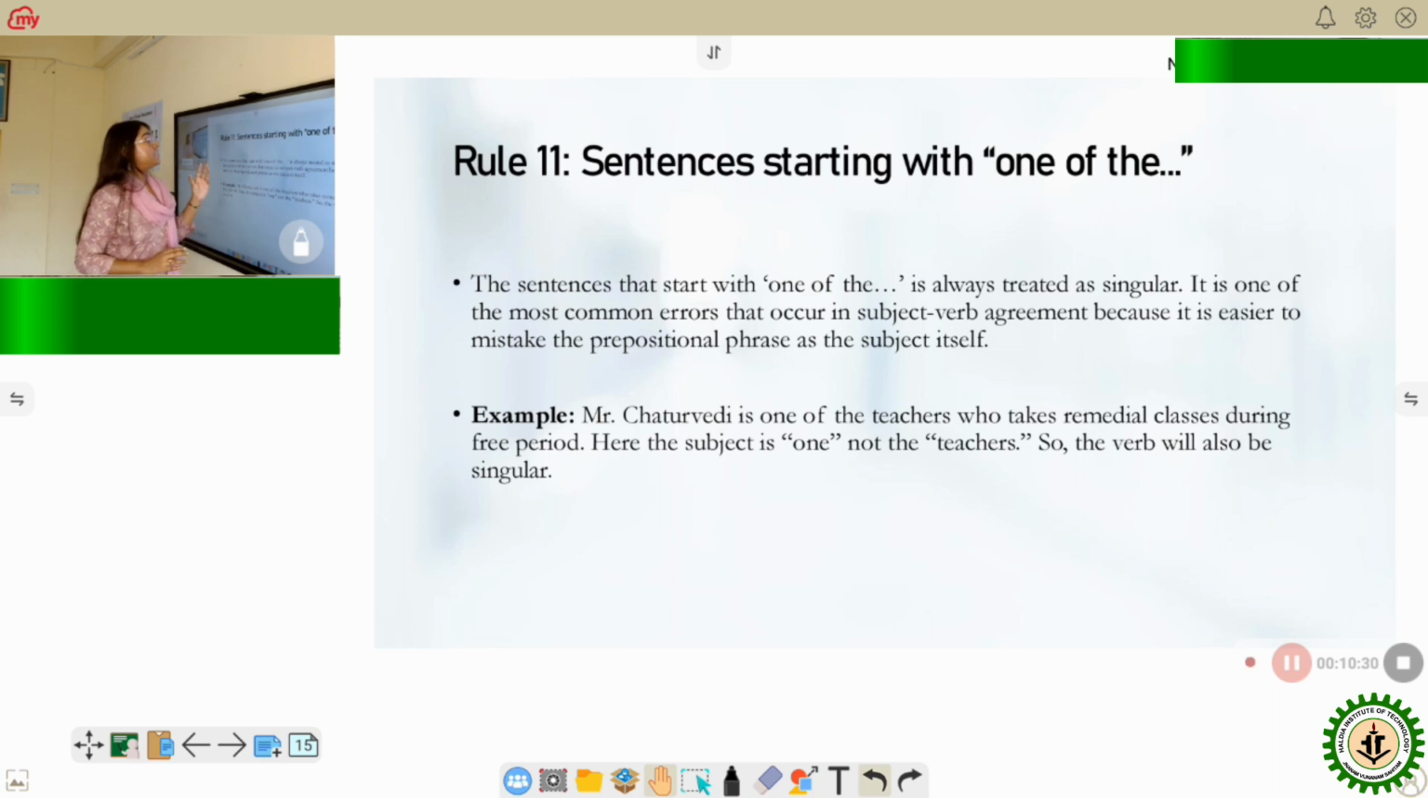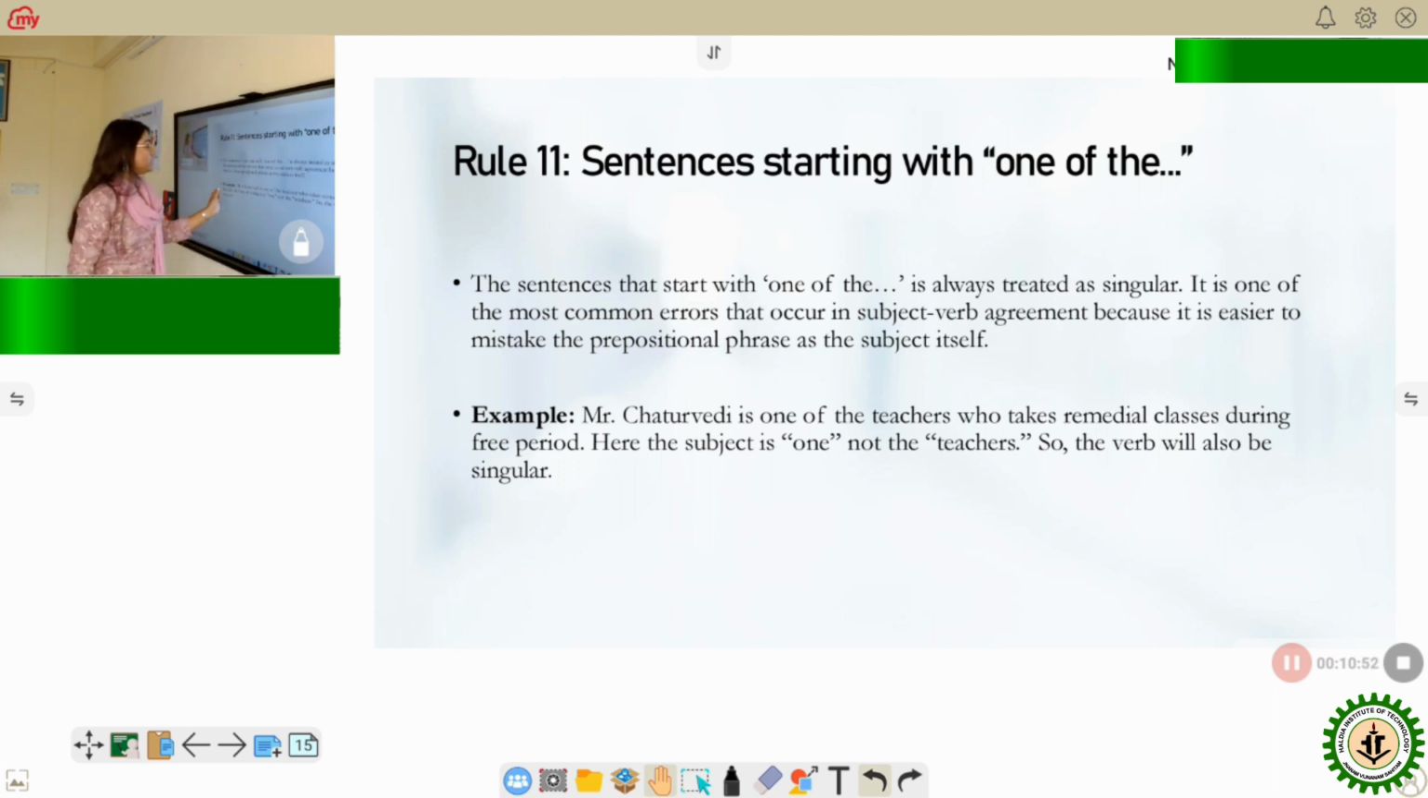Then comes sentences starting with one of them. This is also one of the most common mistakes that we tend to make in English grammar. So the sentences that start with "one of the" will always be singular, because no matter what is placed after "one of the," the subject is one. So it will be singular.